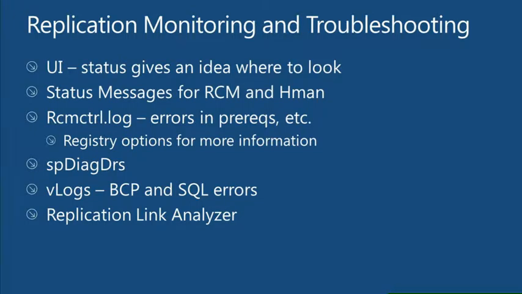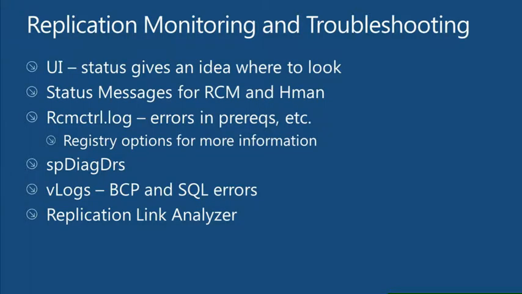We're hoping you can use the admin console, meaning the UI, and the in-console monitoring as the first and main place you go for any kind of status, including some troubleshooting information. We do have status messages for RCM, the replication configuration monitoring component, and also HMan, the hierarchy manager. There is one log file, the RCM control log. But generally you're not going to have to look at that unless you're on the phone with customer support saying, hey, I've got a problem.